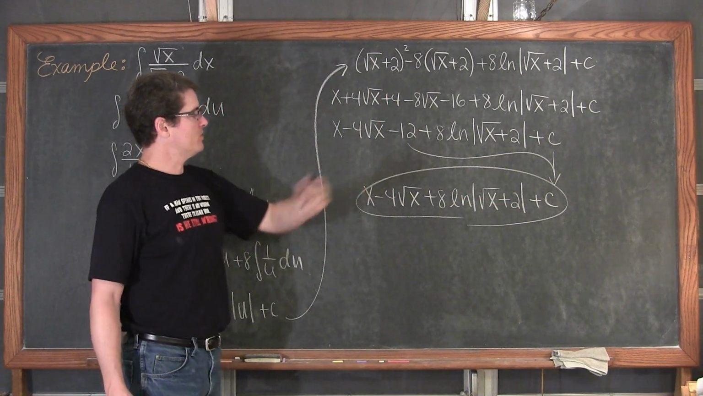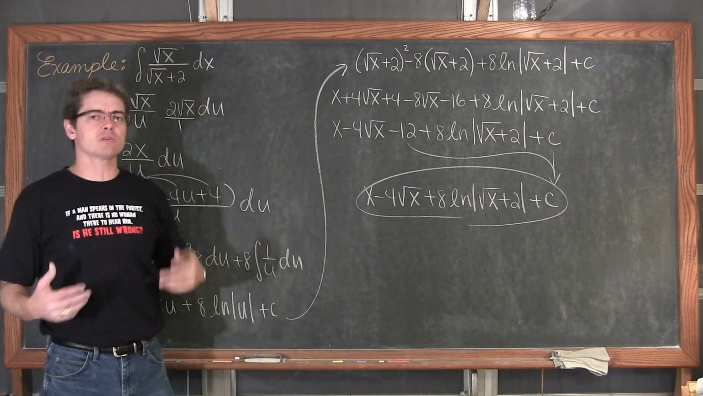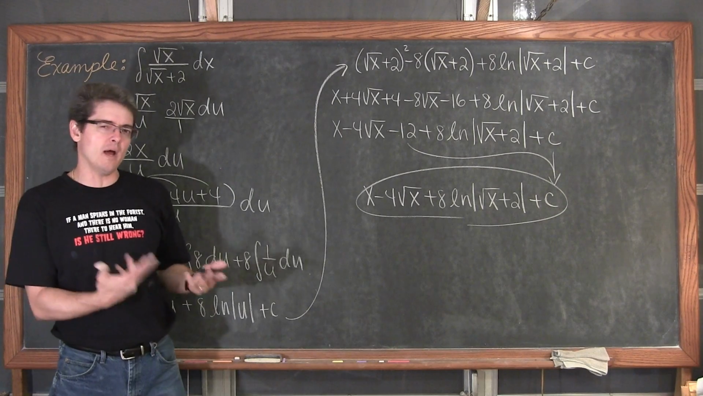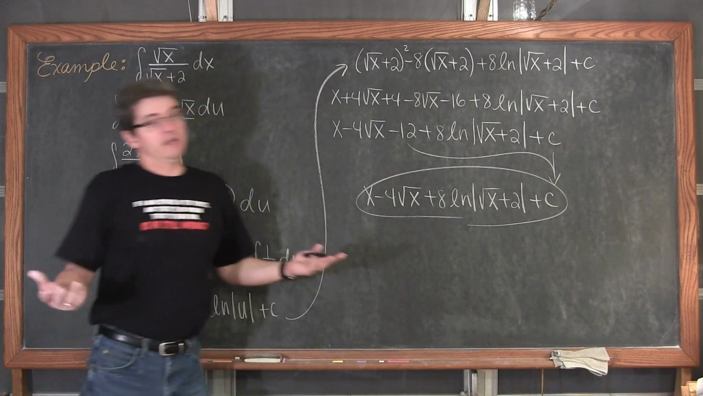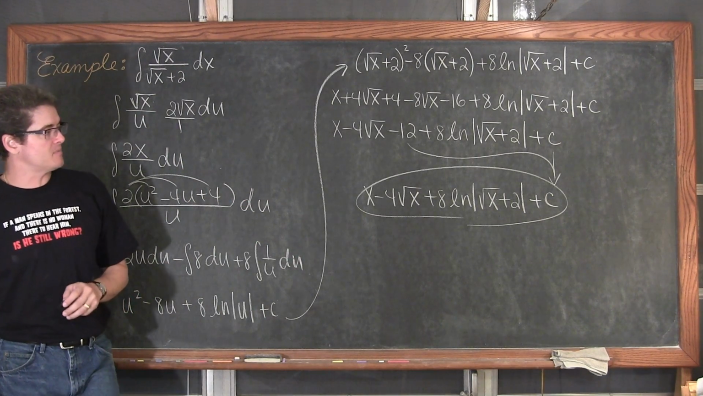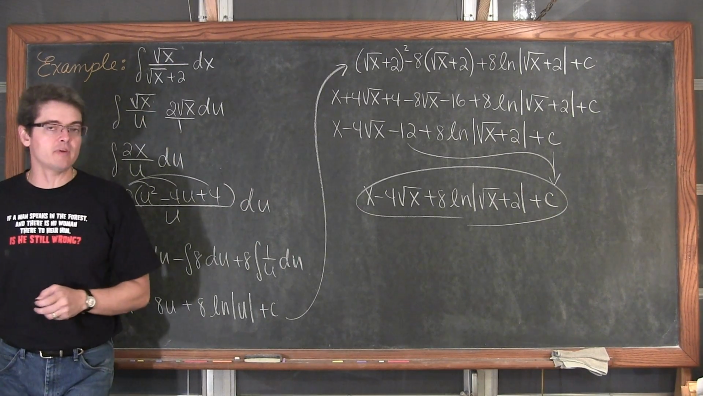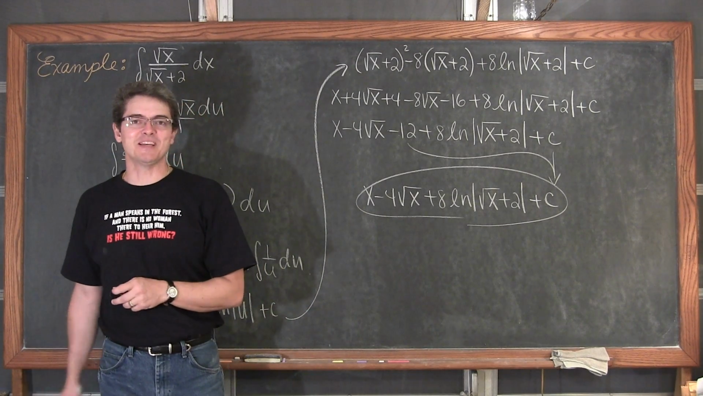So maybe when you're looking in the back of your book, sometimes you're thinking, well, where'd my minus 12 or my plus 6 or whatever you have in my final answer, where do they go? Why is it in the back of the book? They're combining that with the constant c and just making another unknown constant. So we have x minus 4 square root of x plus 8 times the natural log of the absolute value of the square root of x plus 2 plus c.